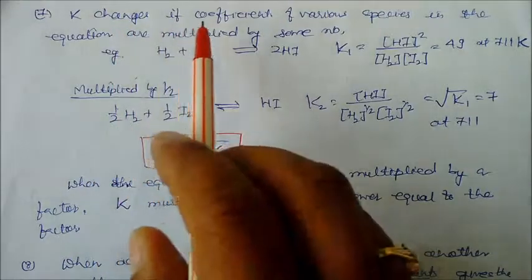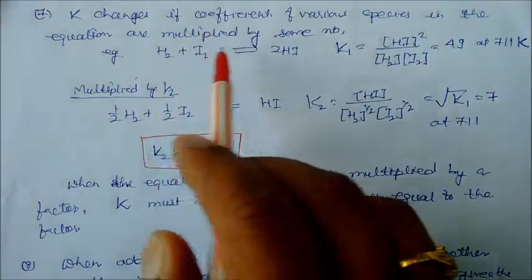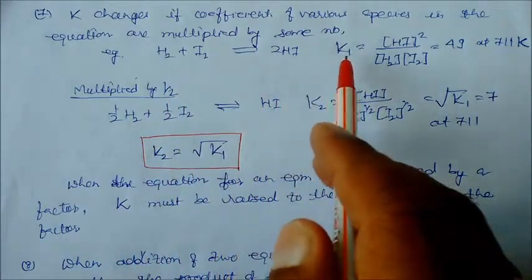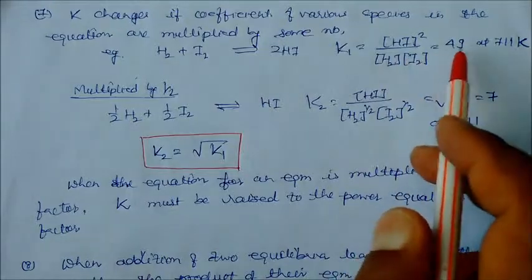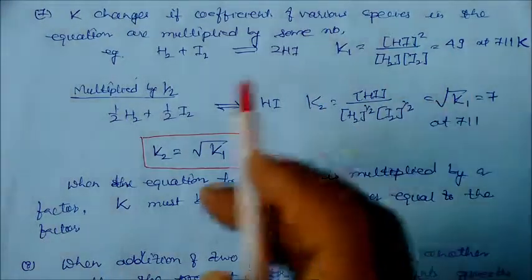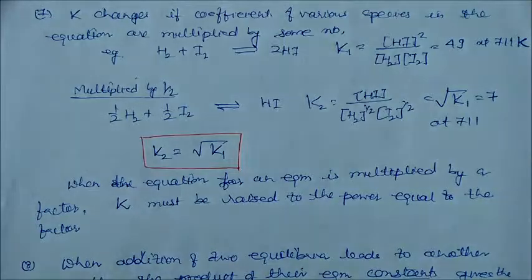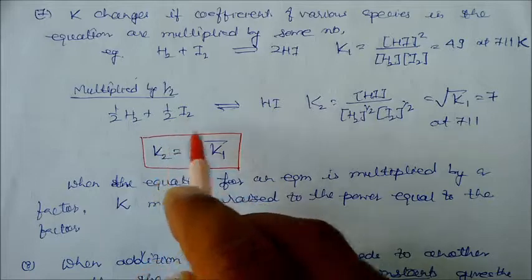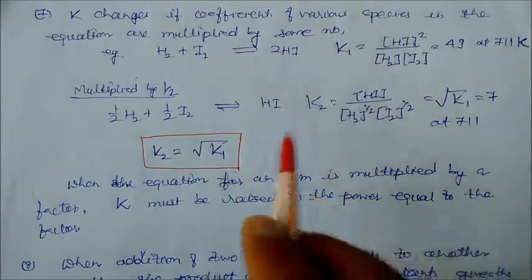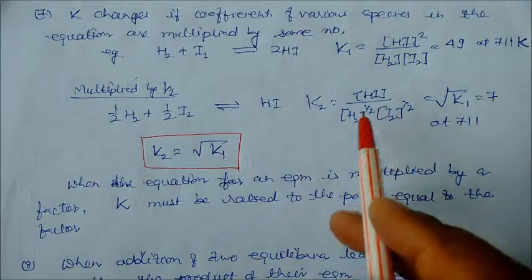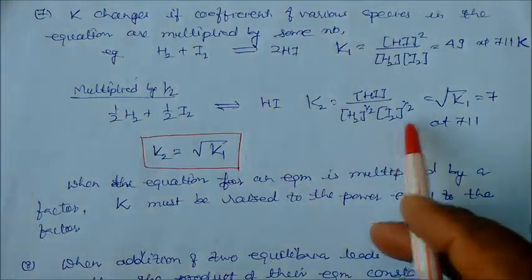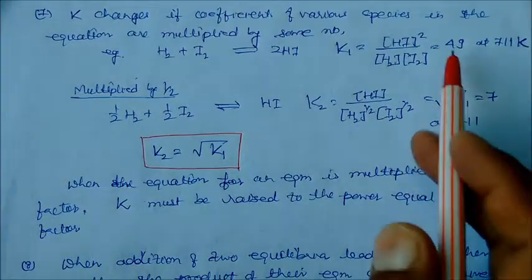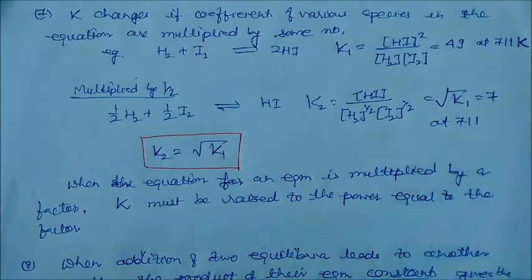The equilibrium constant changes if the coefficients of the various species in the equation are multiplied by some number. Like this example, H2 plus I2 gives 2HI. Here the equilibrium constant for this reaction is 49 at 711 Kelvin. Now multiply the whole equation by half. It becomes half H2 plus half I2 giving HI. After multiplying, the equilibrium constant will be HI divided by the square root of H2 and the square root of I2. Here K2 is nothing but the square root of K1. K1 is 49, so the square root of 49 is 7 at 711 Kelvin.